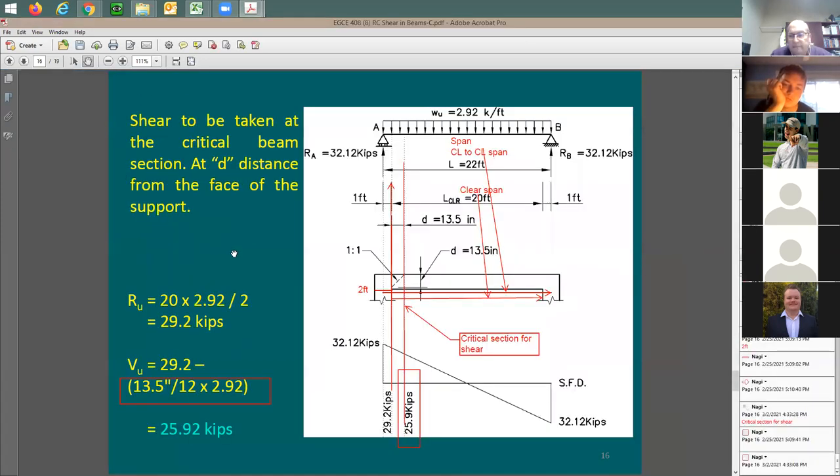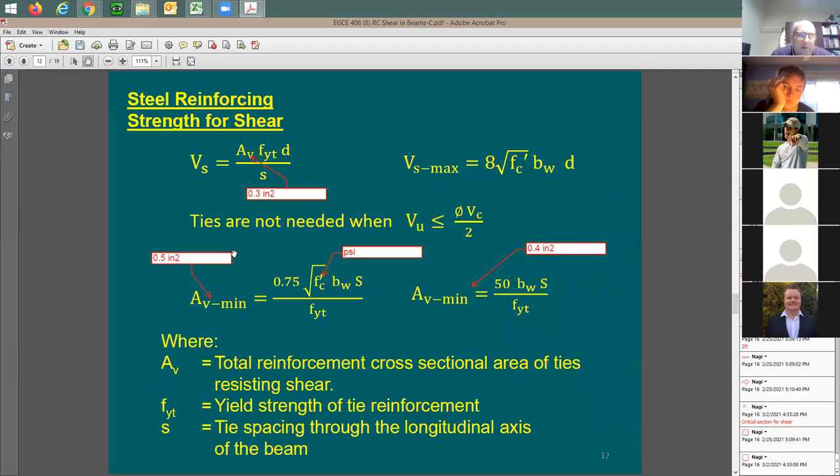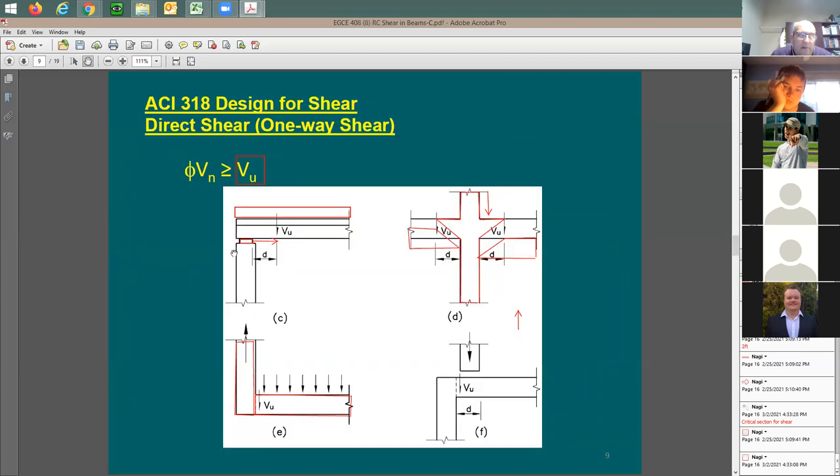What exactly is the critical section? The critical section is the location at which you take the shear demand. Like in here, where is the critical section for shear? According to this diagram that we discussed last time and also this time, it's going to be right here. It's going to be critical.